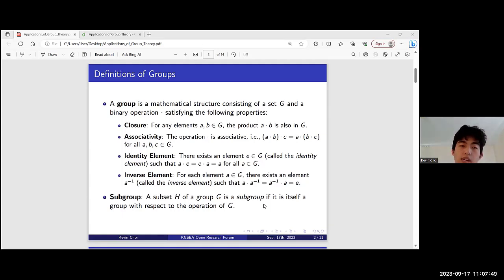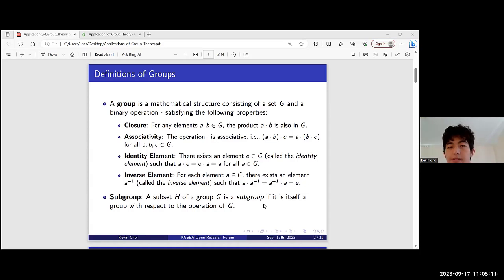Another axiom is associativity. For instance, the operation of multiplication is associative. So, A times B, in parentheses, times C, of course equals A times, in parentheses, B times C, for all A, B, and C inside G.